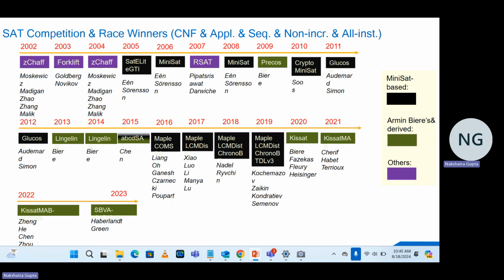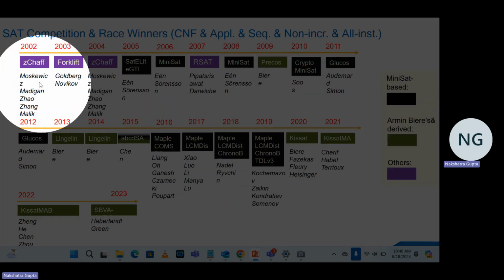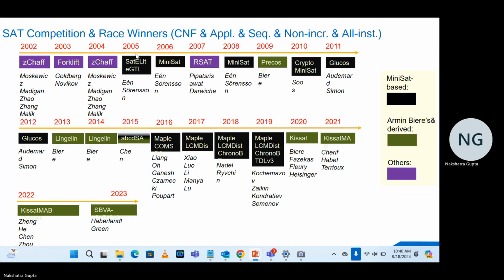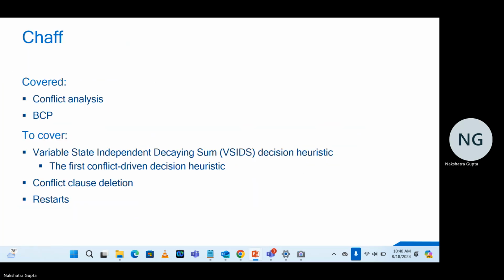So now we are going from Chaff to SAT. We have already covered the conflict analysis and the BCP of Chaff. What is left is its decision heuristic, conflict clause deletion, and restart strategy.